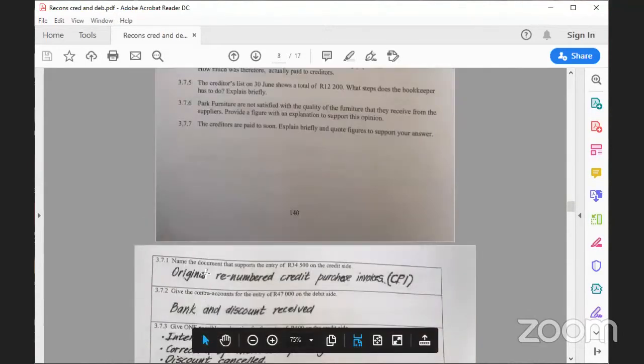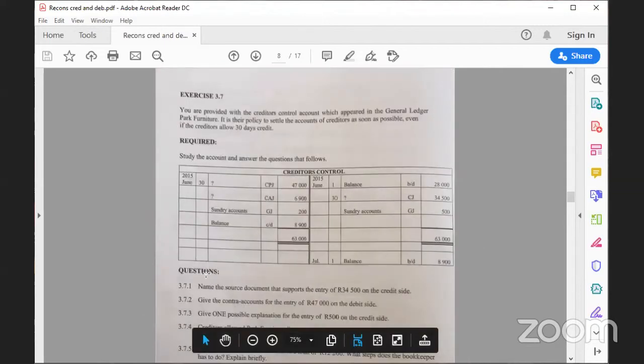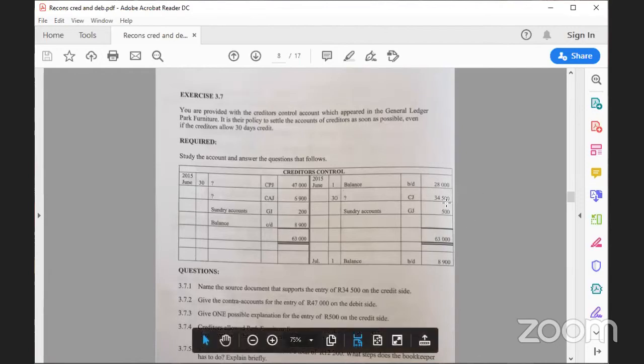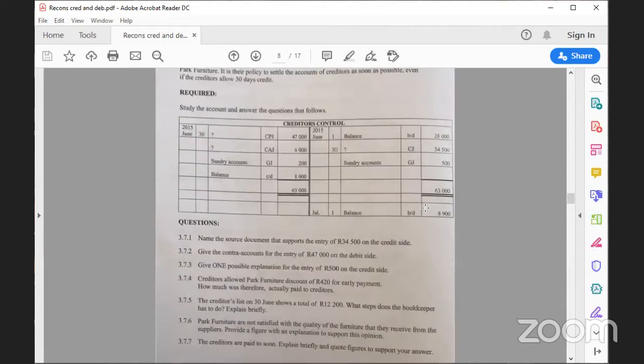Then 3.7.7, the creditors are paid too soon. Briefly explain and quote figures to support your answers. Have a look at the date. So whenever we look at too early or too late, have a look at the closing balance. Have a look at what happens during the year. How much did I actually physically buy on credit? How much did I pay? That's quite a big difference. Just have a second and have a look at that. What would you say? What would you say?